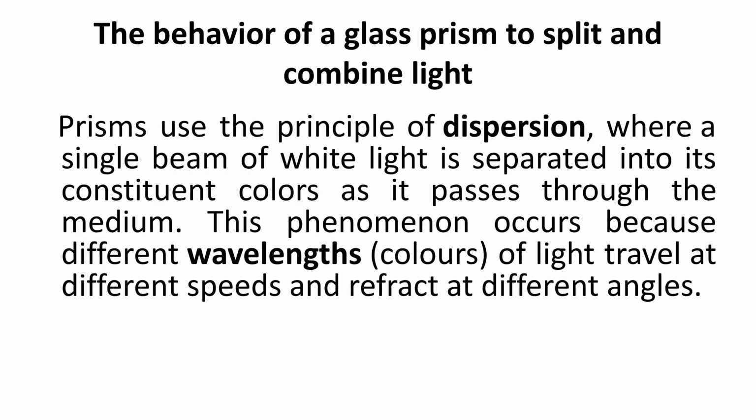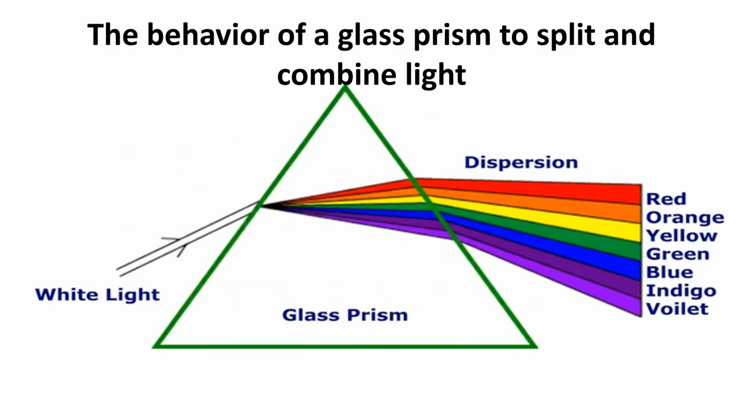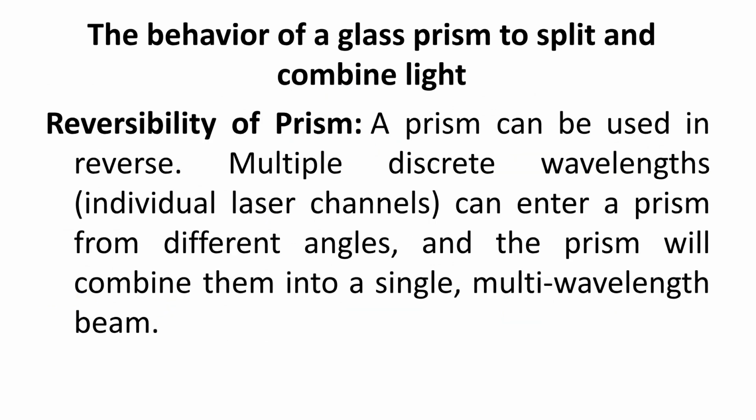Prisms split and combine light using the principle of dispersion. A single beam of white light separates into its constituent colors as it passes through the medium. This happens because different wavelengths, or colors of light, travel at different speeds and refract at different angles. This diagram illustrates how white light, when passing through a glass prism, is dispersed into a spectrum of colors, from red to violet. The prism principle is reversible.